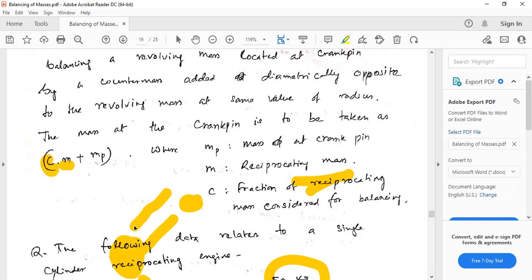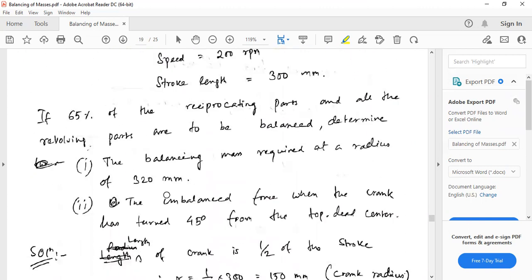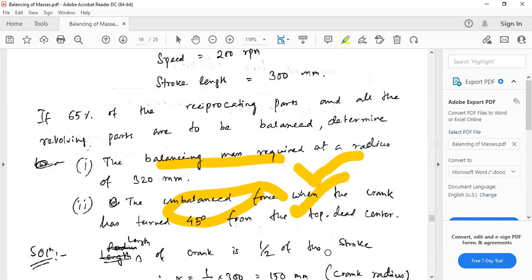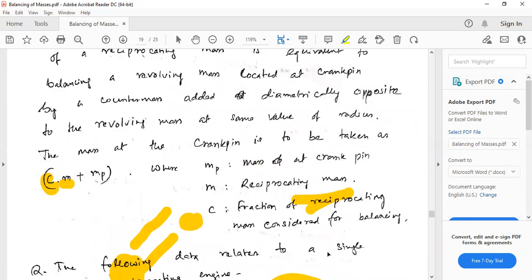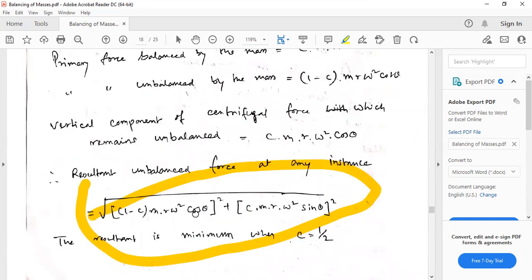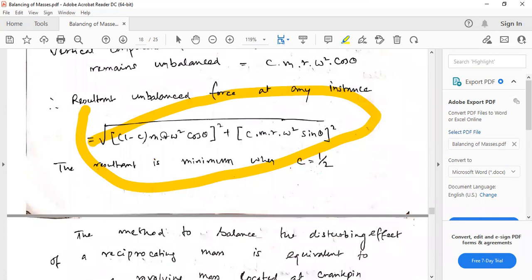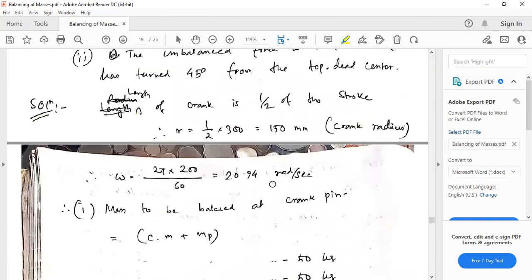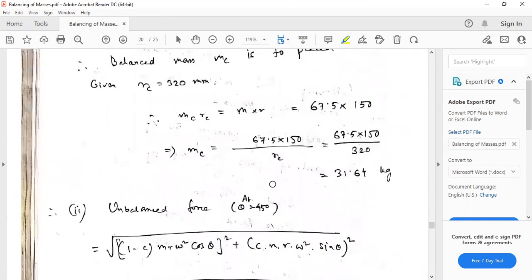And what is the radius? The radius is given as 320. So we have found the balancing mass, to be placed at a radius of 320. Now we have to find out the unbalanced force. We have found the mass. How do we find the force? Let's find the force using this problem. The radius is given, the mass we have found already, omega we know, C is known 0.65, and the angle is 45 degrees. Just put all the values.